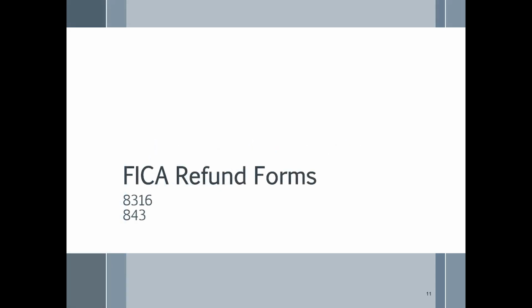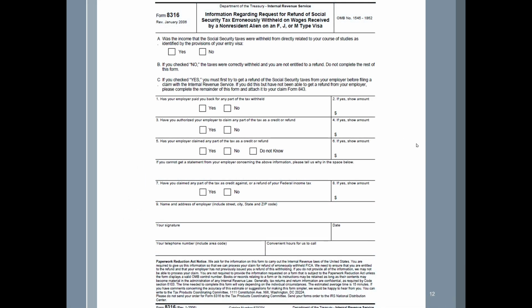All right, let's look at what the forms look like. So 8316, this is an old form. It hasn't been updated in a long time, and that's great. It's nice and easy. Basically, was the income related to your course of studies? We're going to always say yes to this. If it is no, then there is no refund of the FICA taxes. That would be like employment in violation of their visa requirements. If you check yes, you have to try to get a refund.